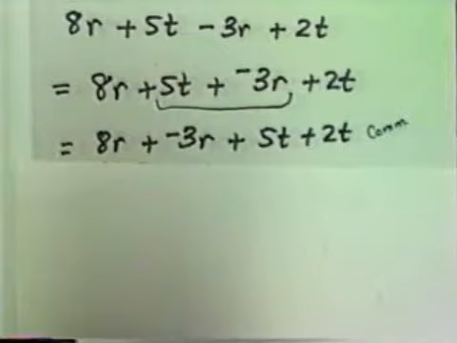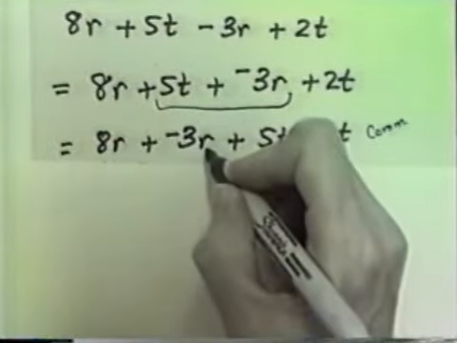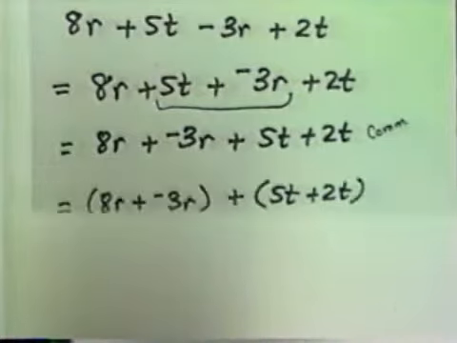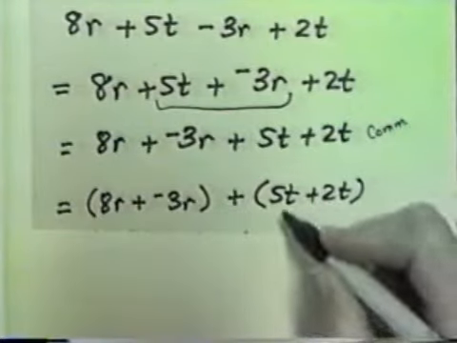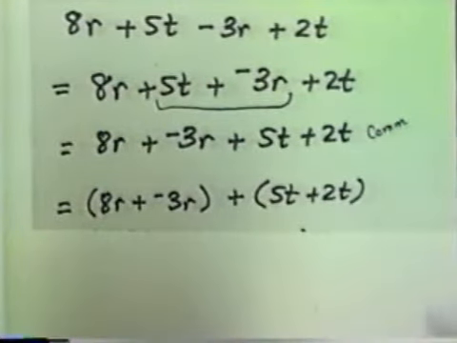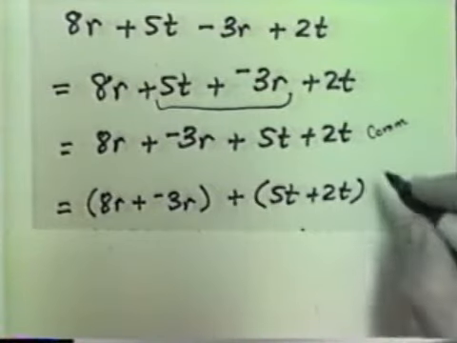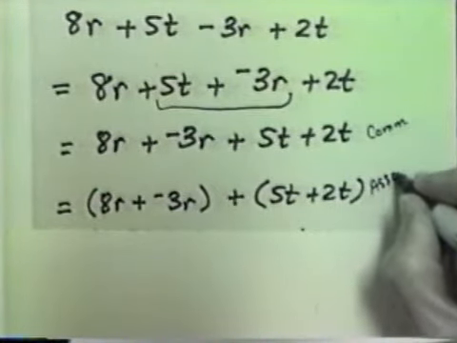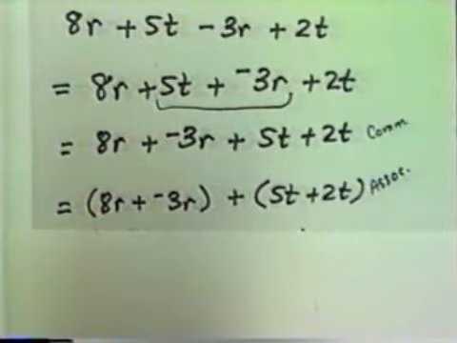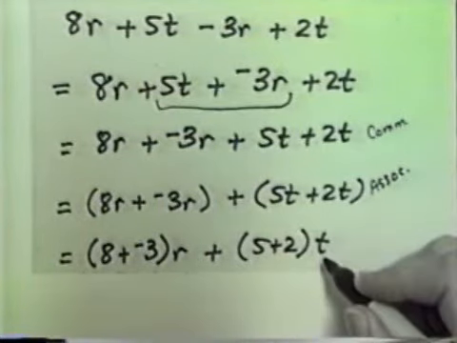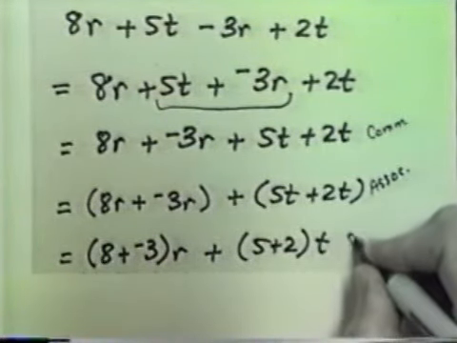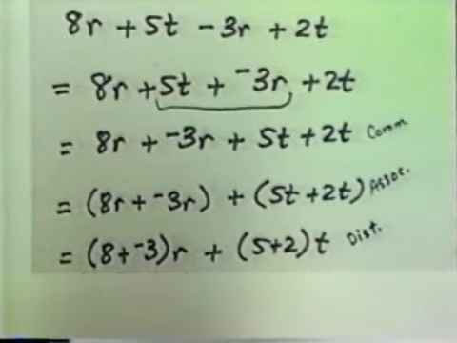Then we would like to group together the terms involving the same letter, the like terms, and so we put parentheses around the two terms that have R, another set of parentheses around the two terms that have T. This is a change in grouping, and so this is the associative property. I'll abbreviate associative property. Then we write the R factor by itself outside the parentheses and the T factor by itself outside the parentheses. This uses the distributive property. I'll abbreviate distributive.